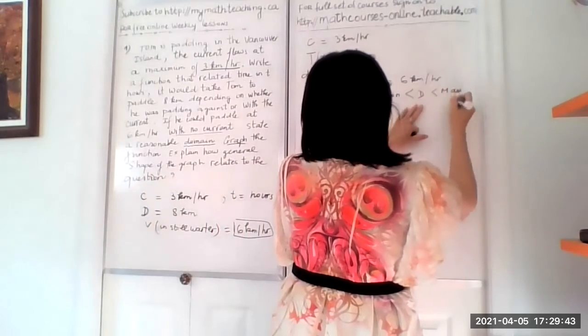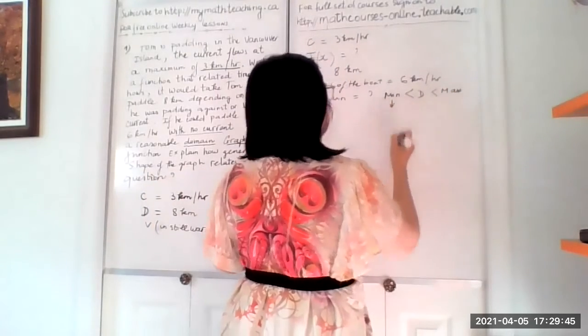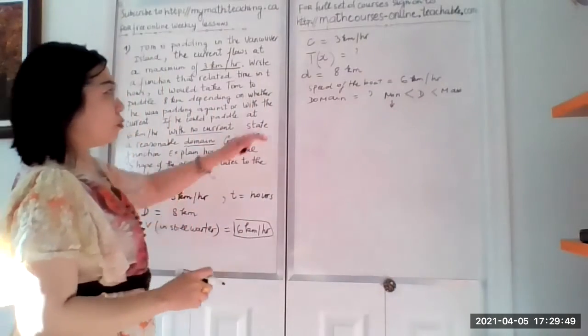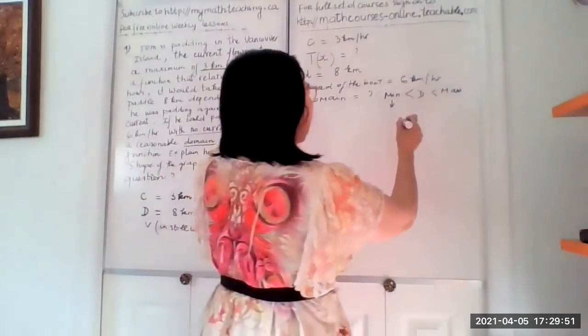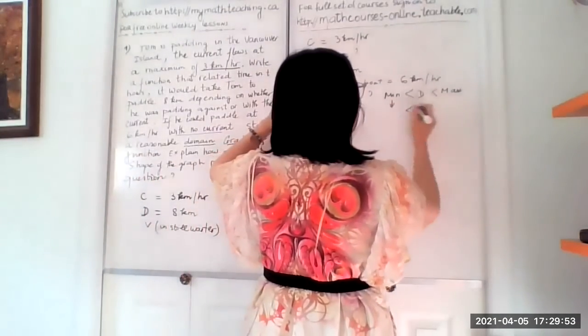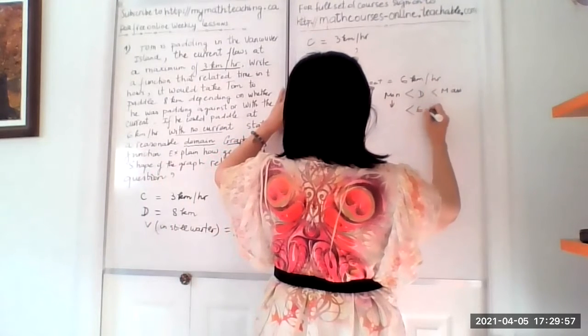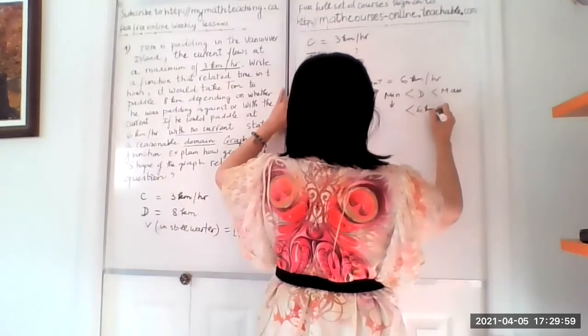And maximum. So let's think about it. Now, usually the speed of the boat here will be somewhere between minimum and maximum, right? So it could be 6 kilometers.